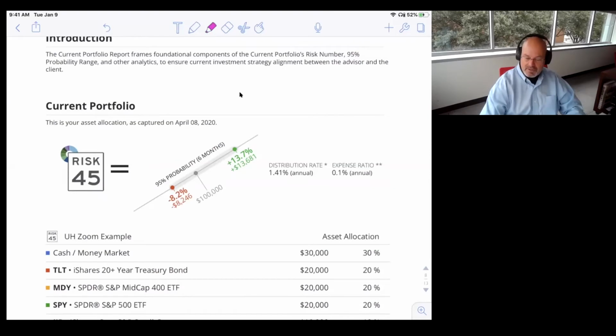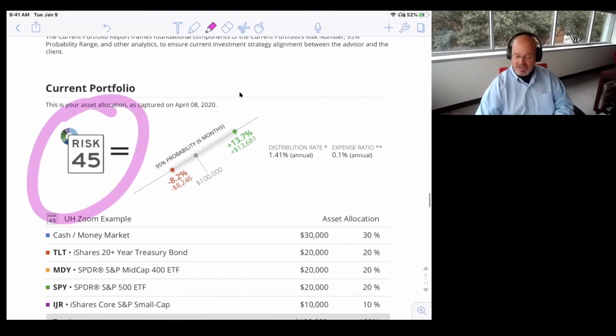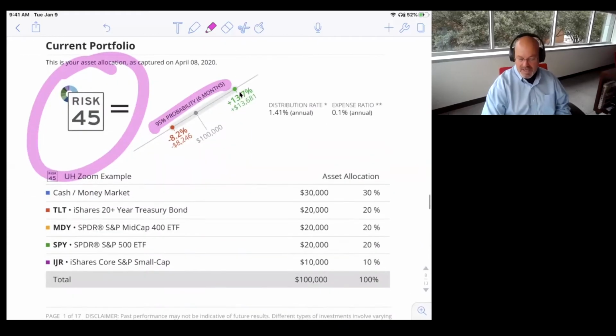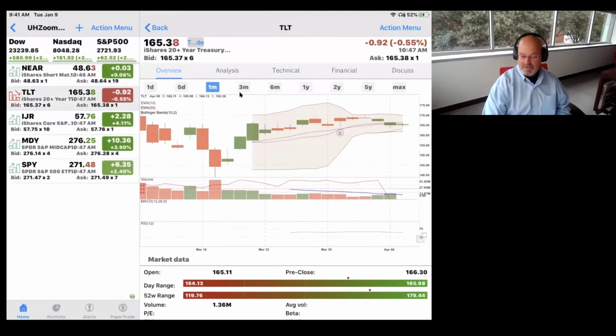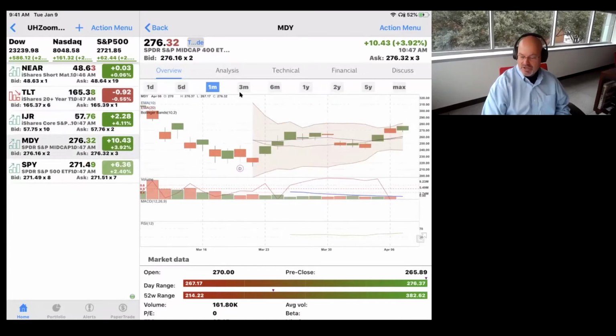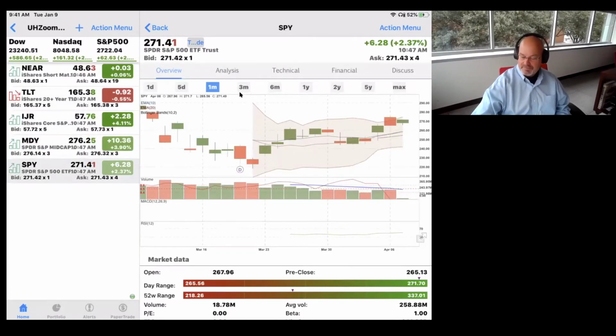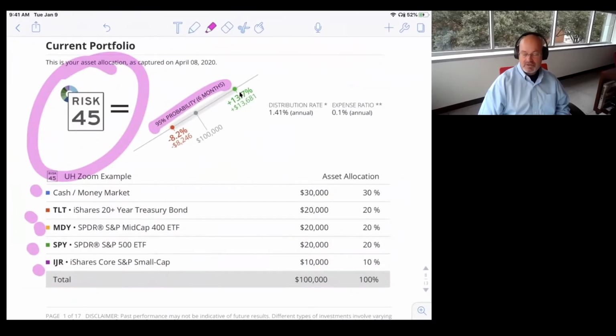Risk number, 45. And if you look at the 6-month probability based on the asset allocation, the selection of what we have in this portfolio. And again, that's what we're looking at in these charts. So I have those same funds right here, and you can look at the charts and you can see how they responded. But if you take that portfolio, put it under the microscope, and ask, okay, what's it going to do? Well, in 6 months, 95% probability that it's going to go down 8.2% or up 13.7%.